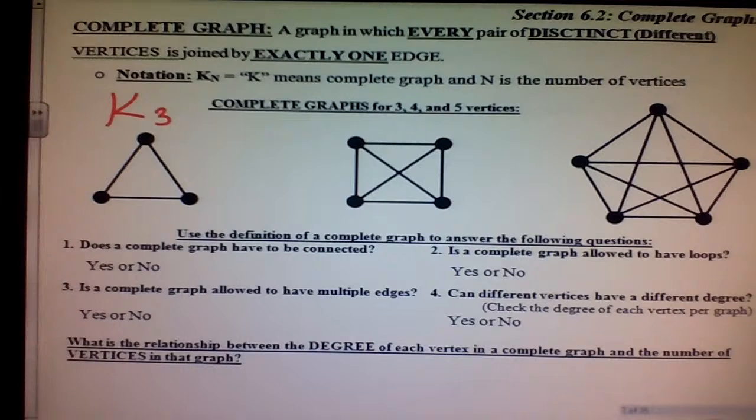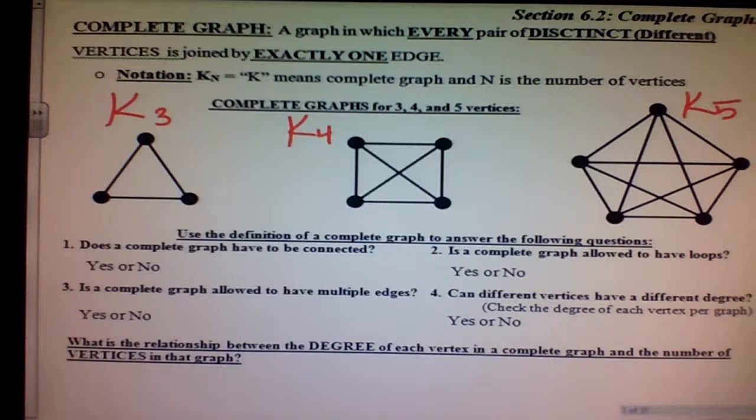I know, they ask me all the time, why don't they use C? Next one is K4. So this next one is K4 and K5. The ones in the middle don't count because they're already connected by the ones on the outside.